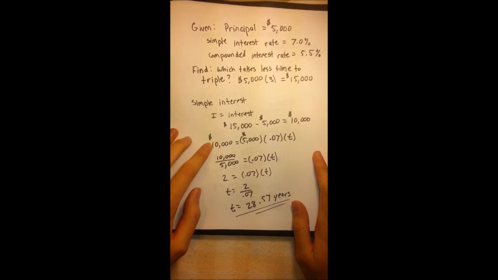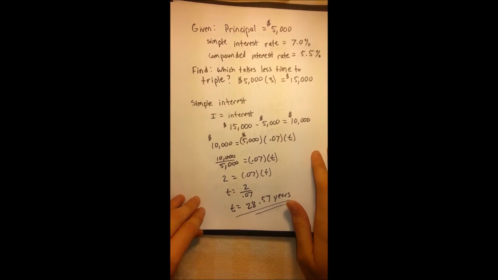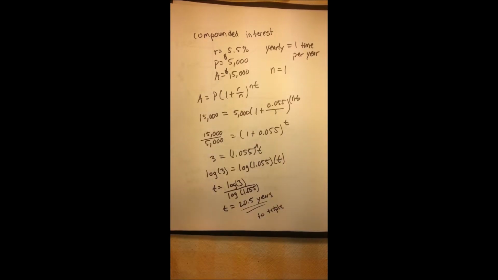So you just plug everything into the formula. 10,000 equals 5,000 times the rate times time. Just do simple math as shown below. Solve for T. T equals 2 over 0.07, which is the rate, 7%. Use the rate in decimal form for all the interest formulas.